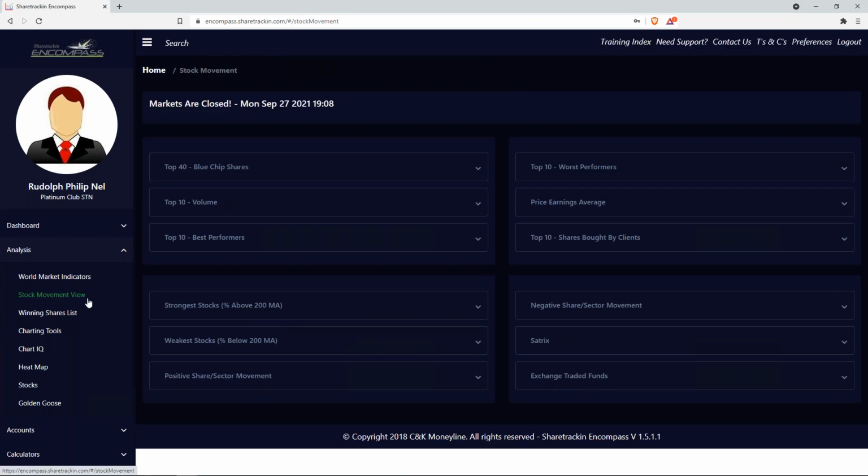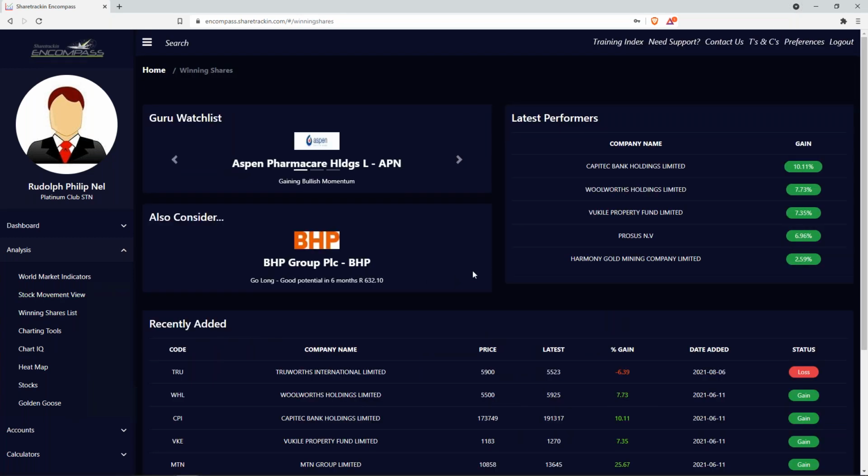Then next we've got the winning shares list. So the winning shares list is a list that our guru Moshima Gama compiles for us. So our guru's watch list right here at the top gives us Aspen Pharmacare Holdings, Anglo America PLC, and then Telcom SA. And then she also says also consider BHP Group PLC. So go long, good potential in 6 months, so it could rise up to 632 Rand and 10 cents.